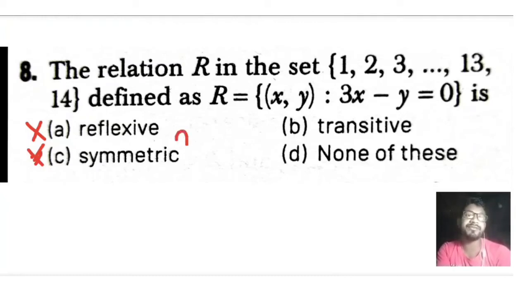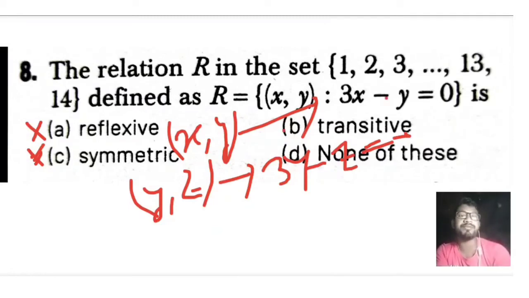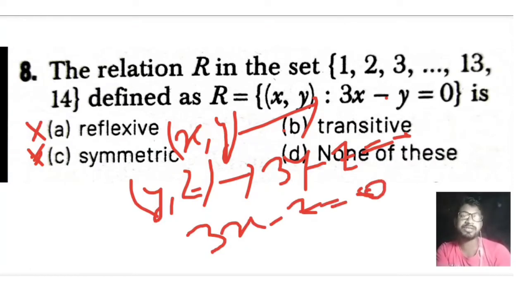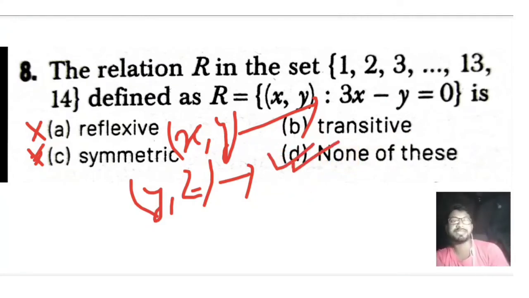Now we have to check transitive. So (x, y), this is true, and take another point (y, z), and for (y, z), 3y minus z equal to 0. So from these two we have to prove 3x minus z equal to 0, but it's not possible. So this relation is also not transitive. So only one option left, it's D, none of these. So our final option will be none of these. Understood everyone? Now goes to next question.